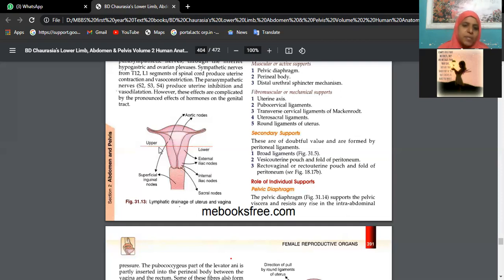Then see, if you observe this picture, the upper half of the uterus is draining into the aortic group of lymph nodes, and a lower area of the upper part is also draining into the superficial inguinal group of lymph nodes. The lower part of the uterus, along with the cervix area, is draining into the external iliac group of lymph nodes. Then the external os area is draining both into internal iliac and also sacral group of lymph nodes.